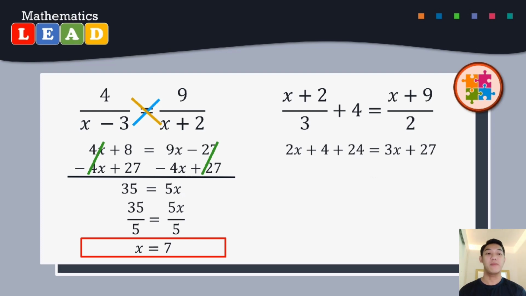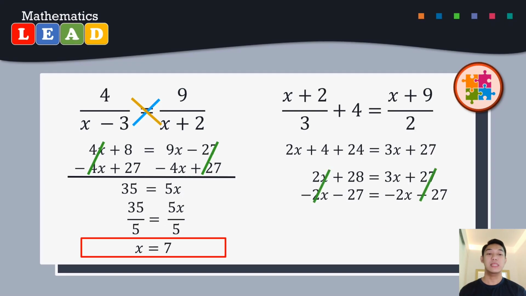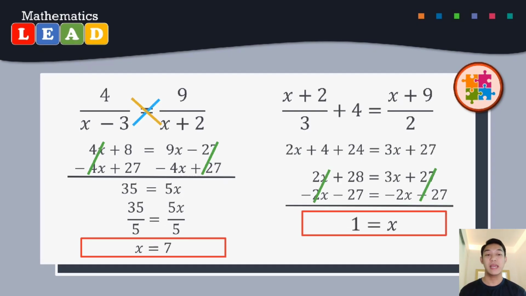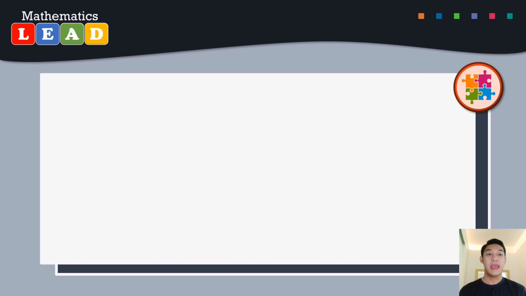So now let us combine 4 and 24, which is 28. And now let us subtract both sides by 2x and also by 27. 28 minus 27 is 1, and 3x minus 2x is x. So therefore, x is equal to 1. Let us proceed by solving more equations. Here's the next one. x plus 3 divided by x minus 3, and let us say that it is equal to 12 over 3. Whenever you have two fractions separated by an equal sign, what you want to do is cross multiply it.